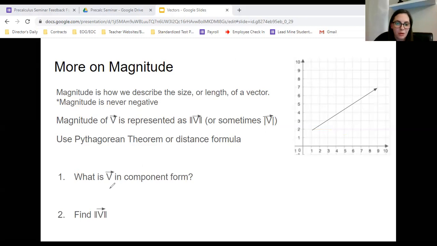So this component form is, again, basically our change in our x values, which is 8. And then our change in our y values, which is 5. And then the magnitude of v, the Pythagorean theorem, which we just did, to get the square root of 89.